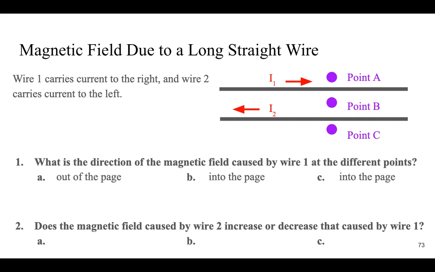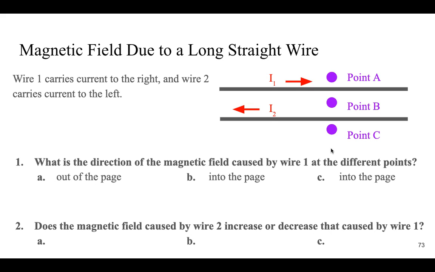Right. So now, the second question: does the magnetic field caused by the second wire increase or decrease the magnetic field caused by wire 1? So at point A, wire 1's field is going out of the page. So what is the magnetic field from the second wire doing at point A? It's going into the page. So that one should be decreasing.